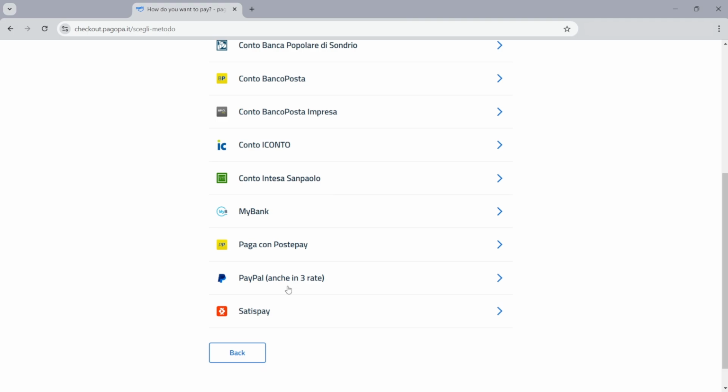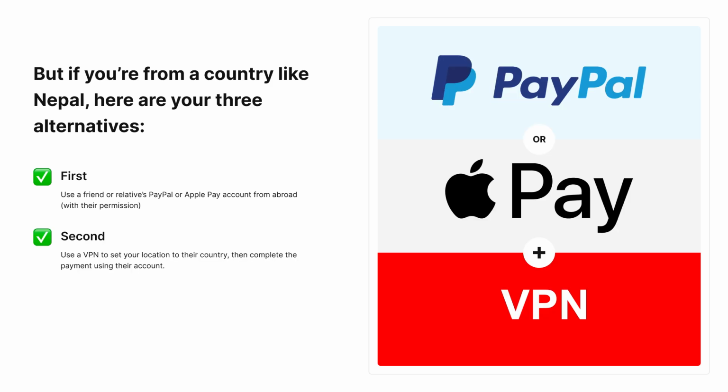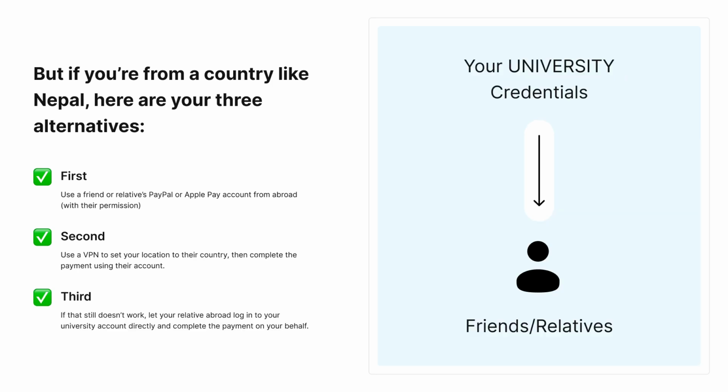It's the easiest method. But if you're from a country like Nepal, where these options aren't available, here are your 3 alternatives. First, use a friend or relative's PayPal or Apple Pay account from abroad with their permission. Second, use a VPN to set your location to their country, then complete the payment using their account. Third, if that still doesn't work, let your relative abroad log into your university account directly and complete the payment on your behalf. All 3 methods work. I've personally used each one for different universities. First for Polimi, second for Sapienza, and third for Trento.